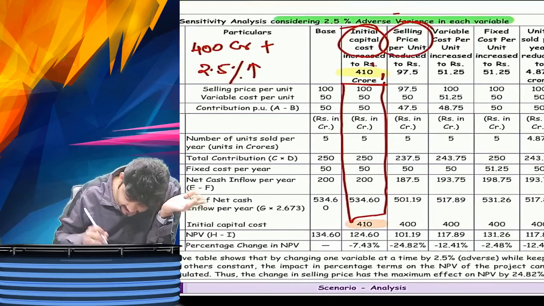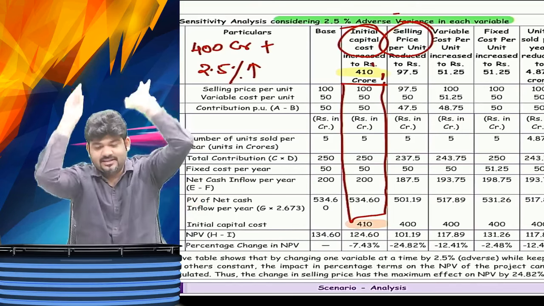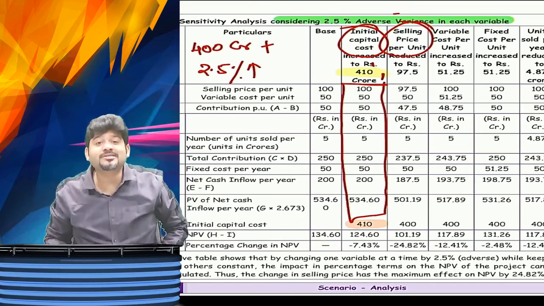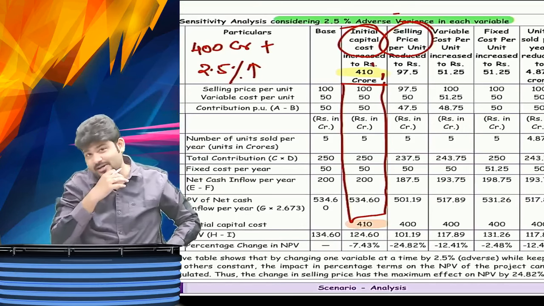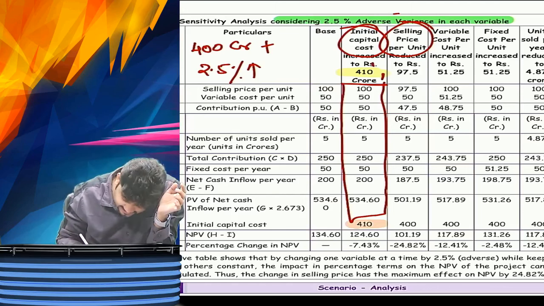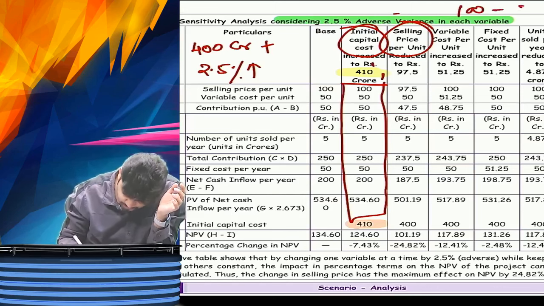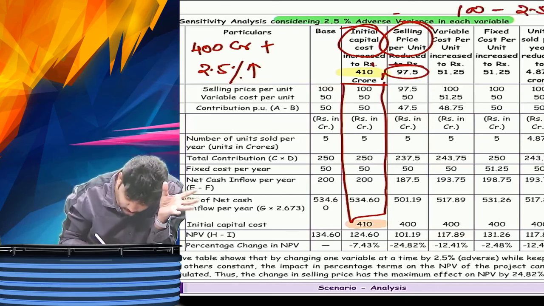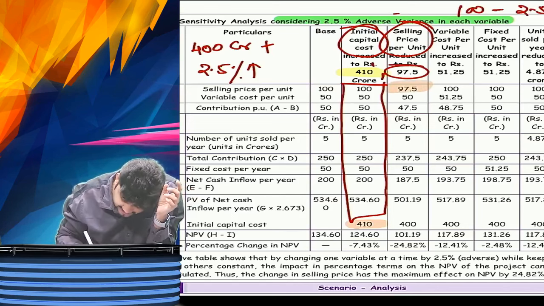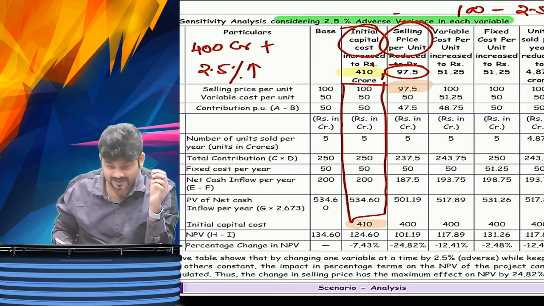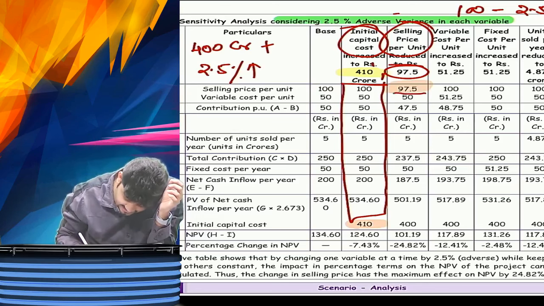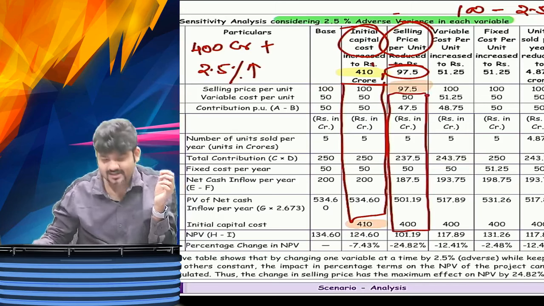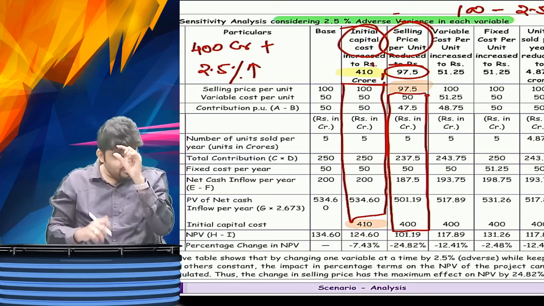Second part. So, selling price per unit. Say again, adverse variance in selling price per unit by 2.5%. So, initially the selling price was 100. Now, it has gone down by 2.5%. So, if selling price has gone down by 2.5%, 100 minus 2.5% is 97.5. Now, look here. Only one variable is changing, and that is selling price per unit. Everything else remains same.